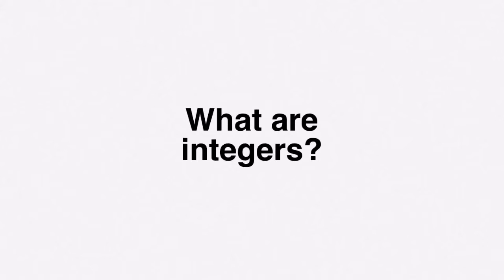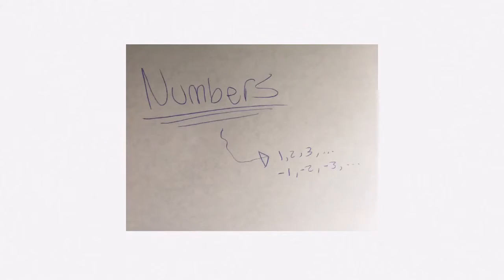Some of you might be asking, what are integers? Well, sweetheart, let me explain. Okay, so ignore my ugly writing and drawing, but basically, integers are just numbers. Like you see right there, 1, 2, 3, -1, -2, -3, etc. The list goes on and on.